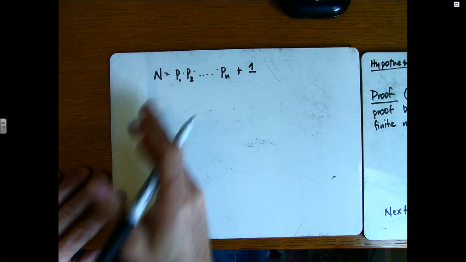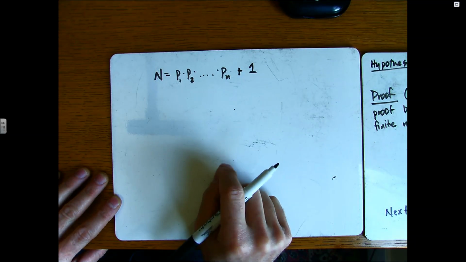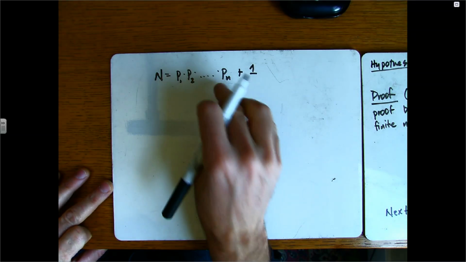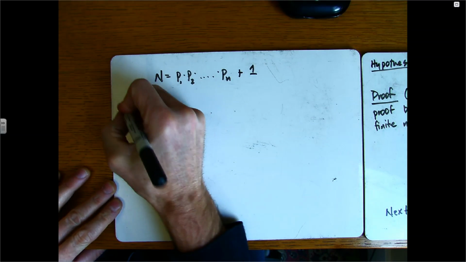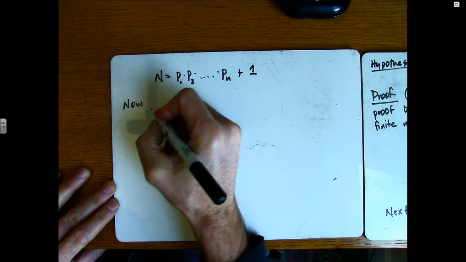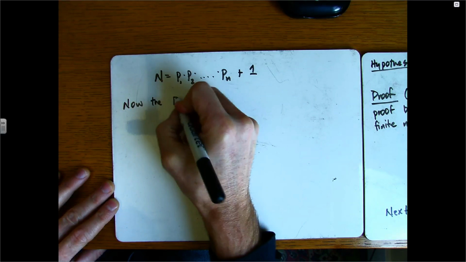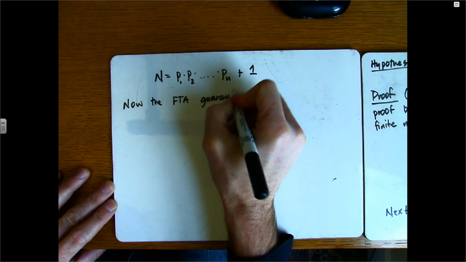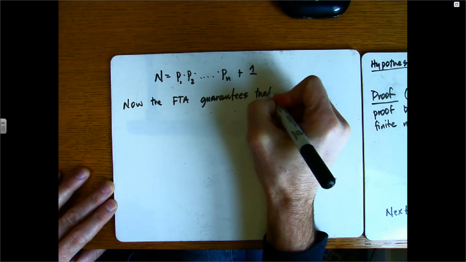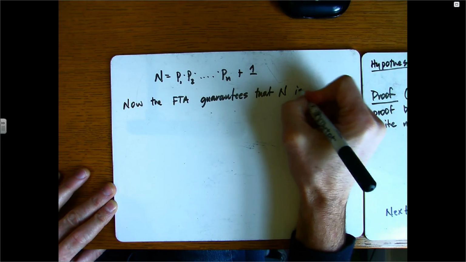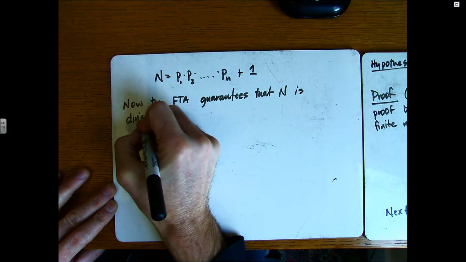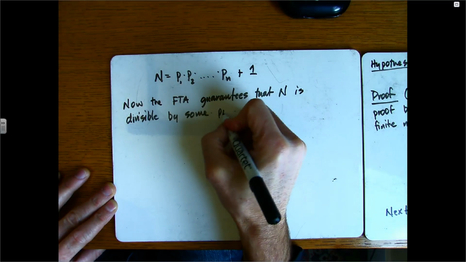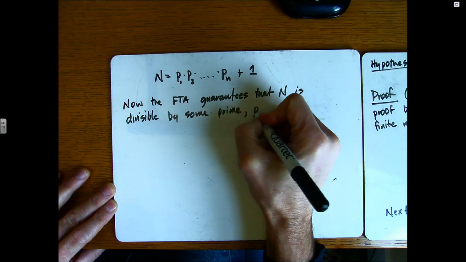So to me, that's the real genius in the proof, is knowing the thought pattern that led to that choice, because this is where we're going to get our contradiction. So how are we going to get it? We're going to use the FTA. The fundamental theorem of arithmetic guarantees that N is divisible by some prime. Let's call that prime just P, regular old P.